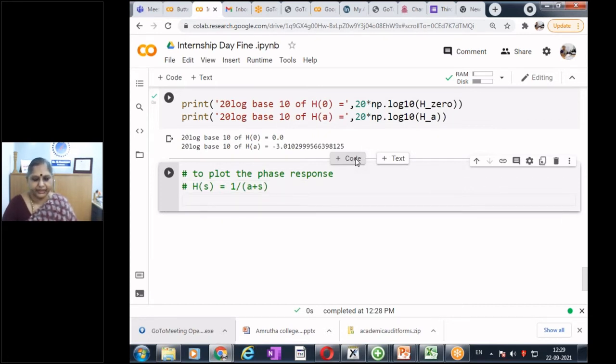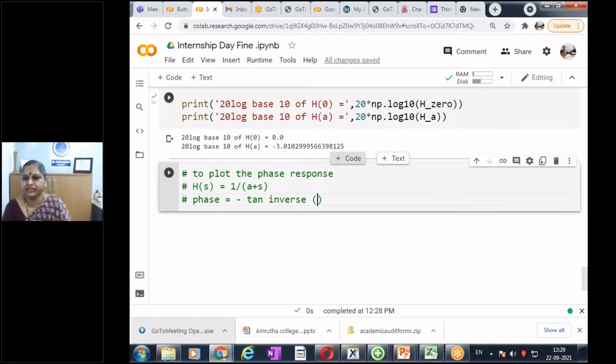S plus a. And then what is my phase? What is my phase given by? What was it? Minus tan inverse of what? Who can help me complete it? What is the phase response given by tan inverse?